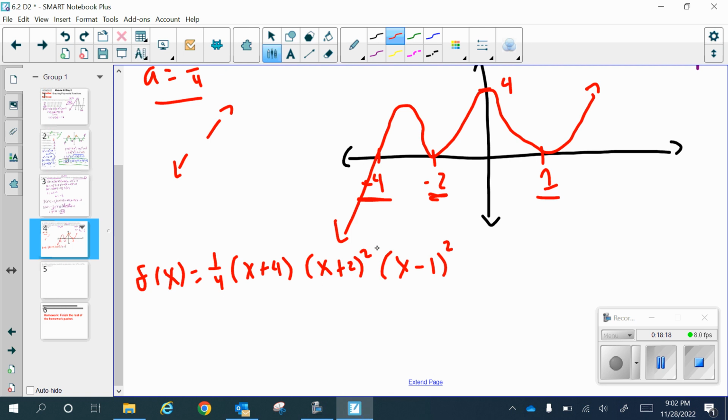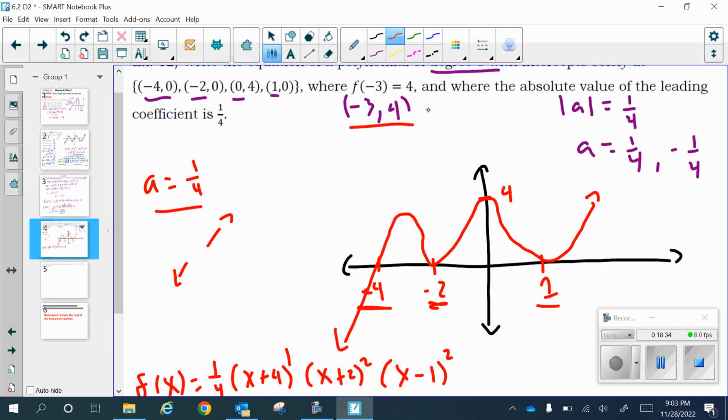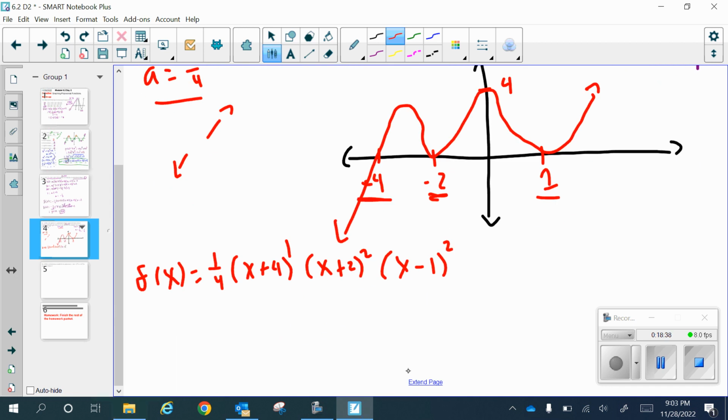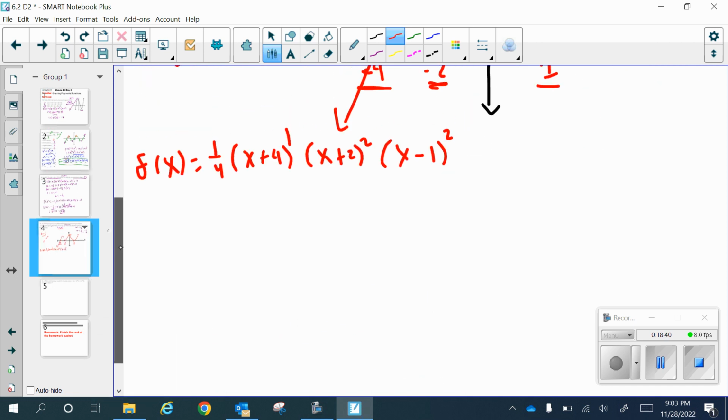And I can see here this is a 5th degree polynomial. I have a 2 here, a 2 here, and a 1 right here. That adds up to 5. And that's what I graphed. So I have a 5th degree polynomial with a positive leading coefficient. So now I need to see, well, does the point negative 3, 4 exist on this equation? So I'm going to plug in my x and y on this graph to figure it out.